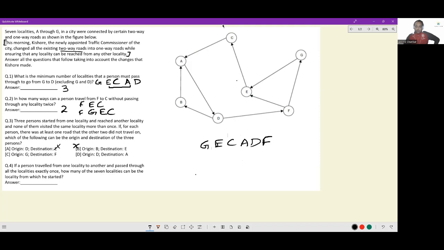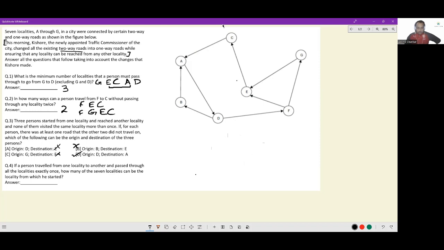The only spot where I had two options was when I reached D. But as soon as I go to D, let's say I take the path to B. I go G, E, C, A, D, B. Once I've reached B, I have to go back to A again, which would be revisiting an original city, which is also unacceptable. So this option also does not work. Option C also gets rejected. By elimination, you can say answer has to be option D.